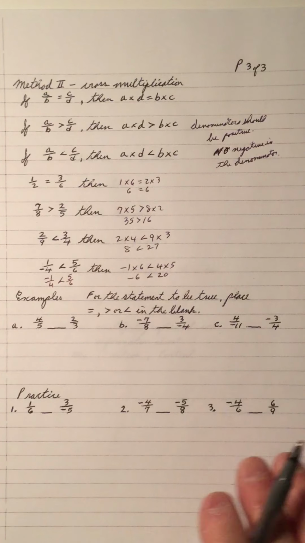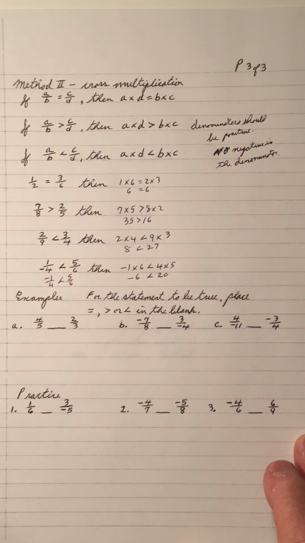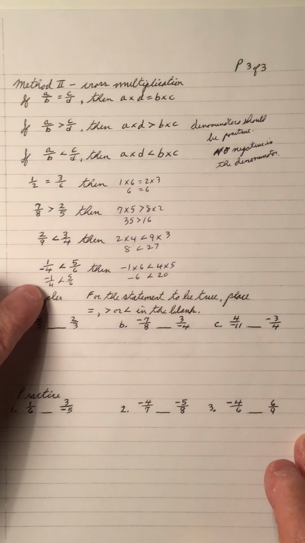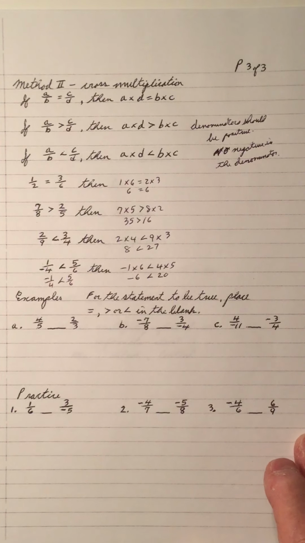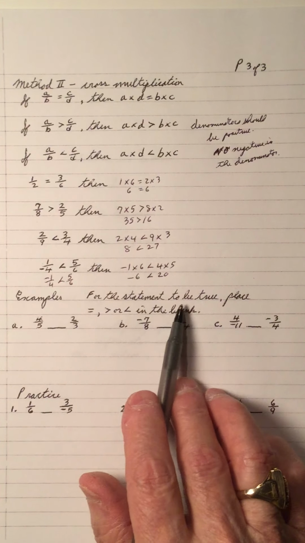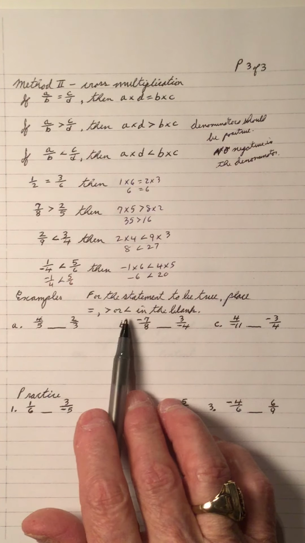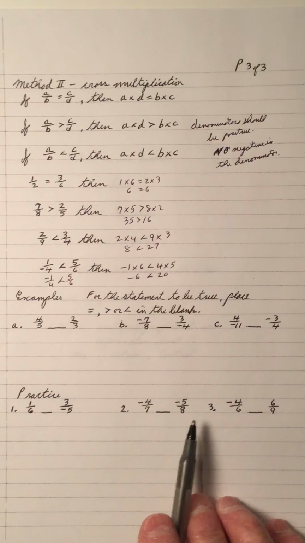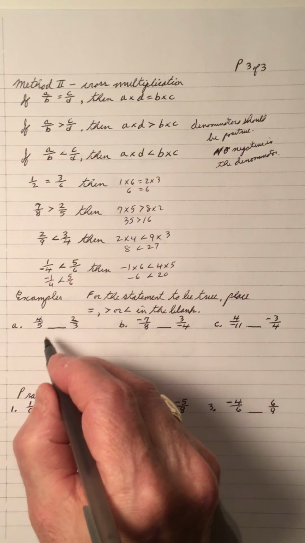We haven't done solving inequalities yet, but just a reminder, when I get there, you'll remember when you do these, never have a negative in the bottom. Examples: for the statement to be true, place equals, less than, or greater than in the blanks. Here we go. 4 over 5.